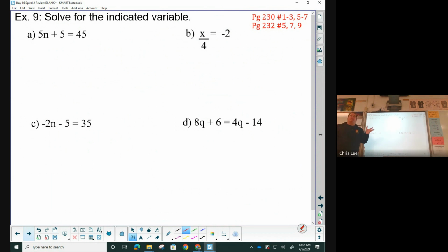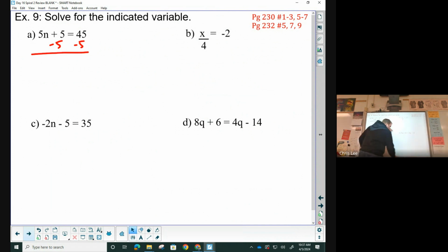It is our favorite equation. This feels just like the cup math, right? 5 cups. I know there's 45 in total. I can only see 5 of them. What I got to do first? Take away the 5. Isolate the variable. Do they cancel each other? So that's gone. How much is hidden under the cups? 40.